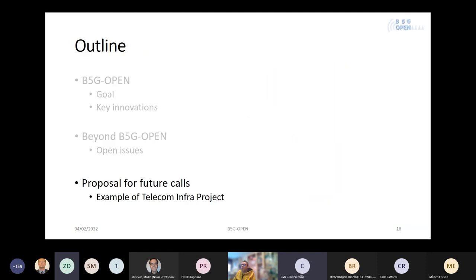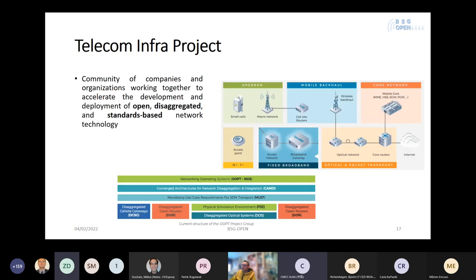So where do we build this? I mean, the problem is, where do we build this? There are several places where we can build this. One of them is the Telecom Infra Project. This is a collaboration between different companies. So it's a private effort, okay? Companies join together and put resources from their side. This is not public funding. And the goal is designing these open and disaggregated networks based on standards.